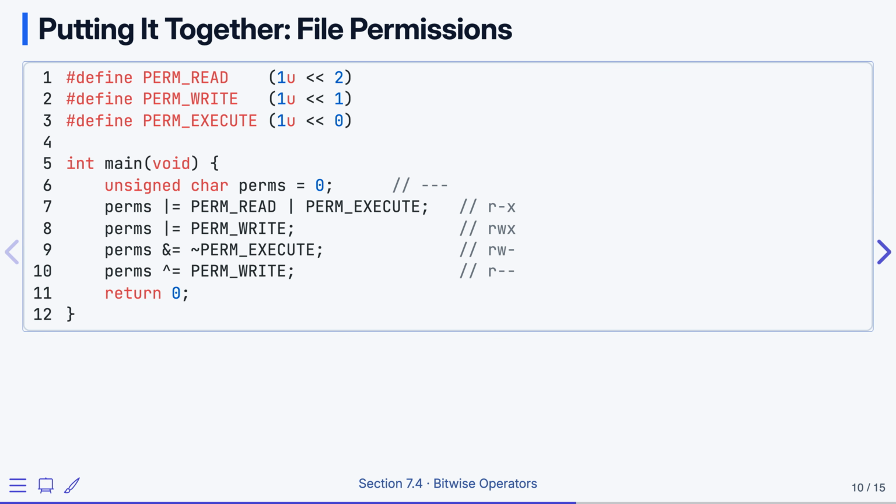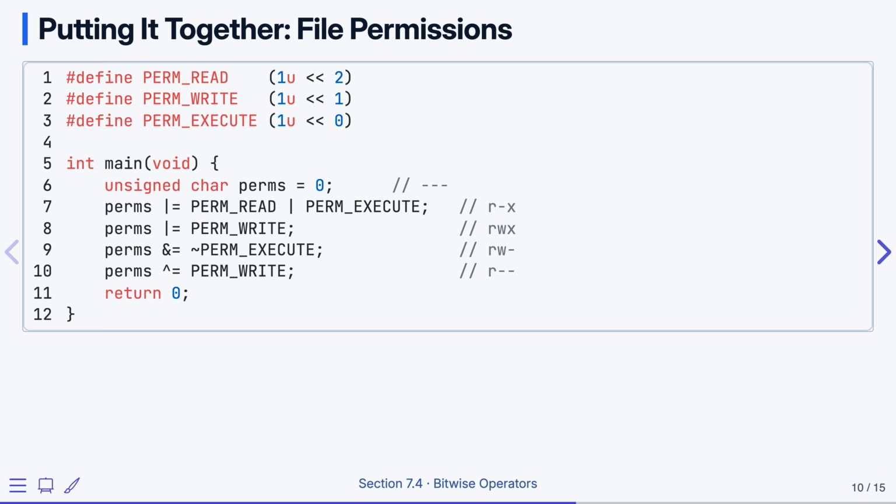Let's combine all 4 operations, modeling file permissions. We define 3 flags, PERM_READ, PERM_WRITE, and PERM_EXECUTE. We start with perms equal to 0, no permissions, shown as ---. First, perms OR equals PERM_READ OR PERM_EXECUTE sets both bits at once, giving r-x.